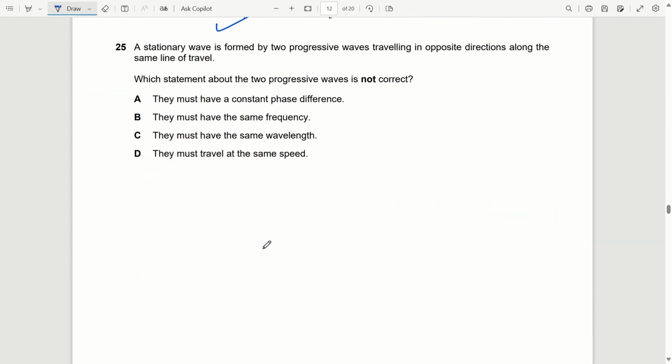Question 25. The stationary wave is formed by two progressive waves traveling in opposite directions along the same line of travel. Which statement about the two progressive waves is not correct? We know that when a stationary wave is formed, they must have the same frequency, they must be traveling with the same speed, they must have the same wavelength, and they must have zero phase difference. So option A is not correct because they are writing constant. So option B wrong, C wrong, D wrong, option A is the correct answer.